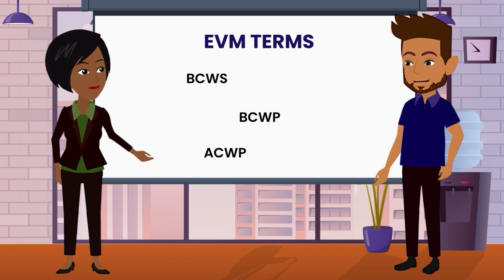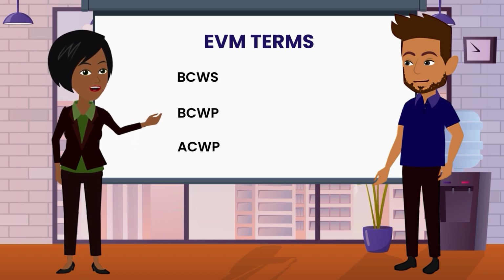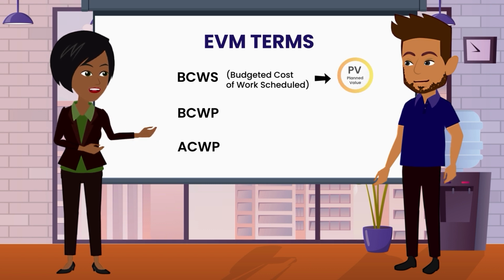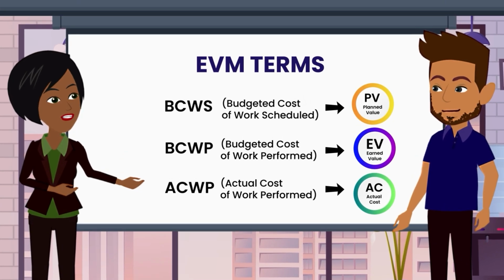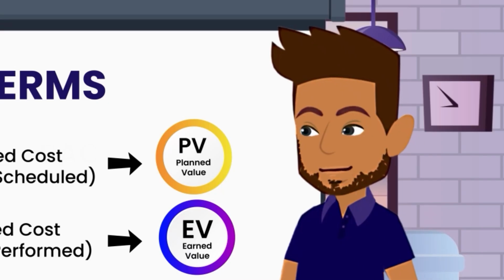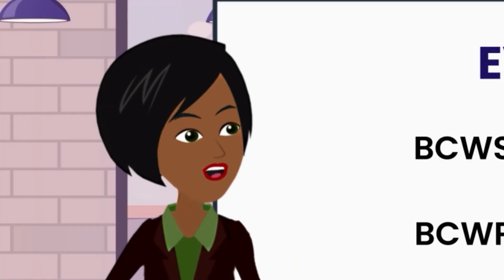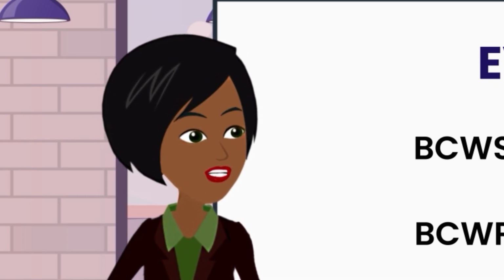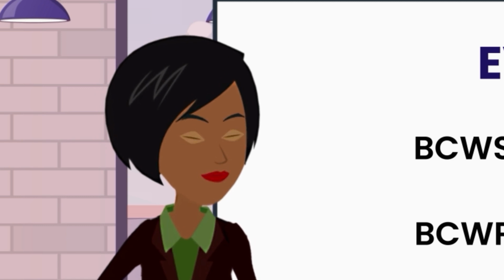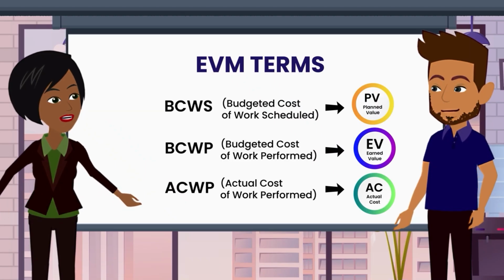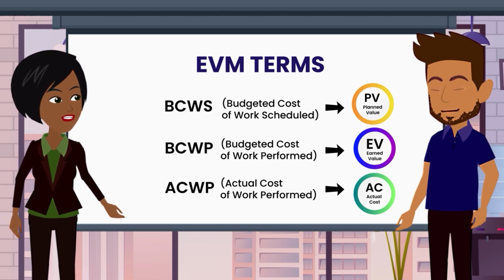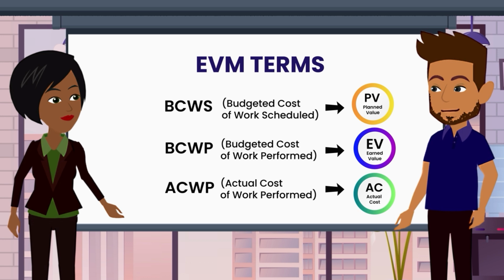I will define them in a moment, but the terms BCWS, BCWP, and ACWP are equivalent to planned value, earned value, and actual cost. Why use different terms? DoD requires the use of BCWS, BCWP, and ACWP on contracts with EVM reporting. However, the other terms are more widely used across industry. We'll stick with using PV, EV, and AC for our discussion since they are more descriptive of what is being measured. All right, I understand.